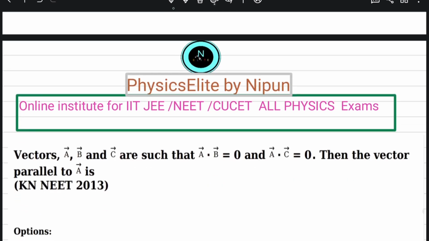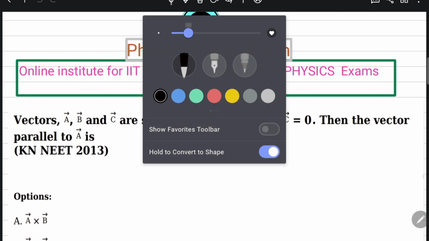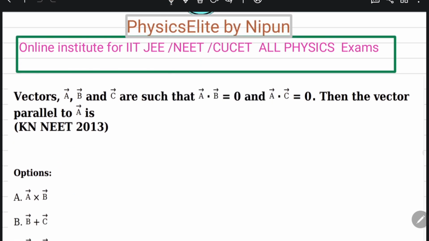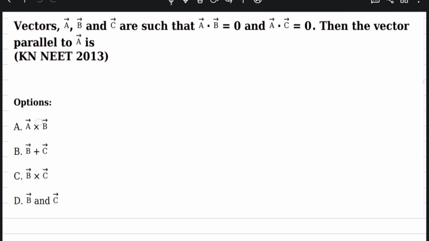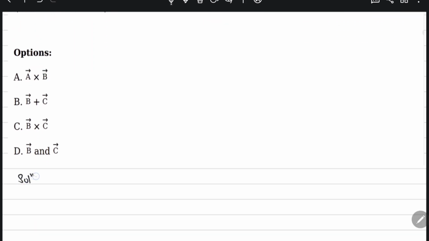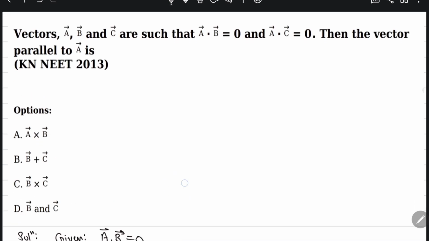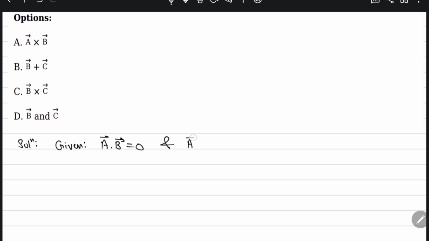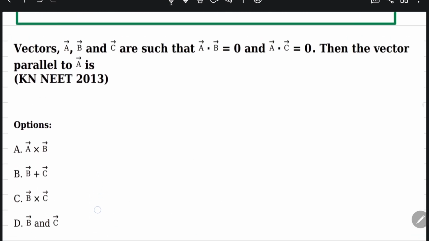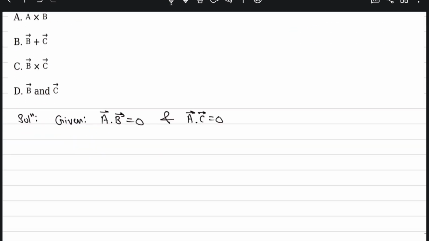This is a good question. Now I can solve the next question. This is also a good question. In this question, they are saying that vectors A, B, C are such that A dot B is equal to 0 and A dot C is equal to 0. Then they are asking what is the condition for a vector parallel to A vector.